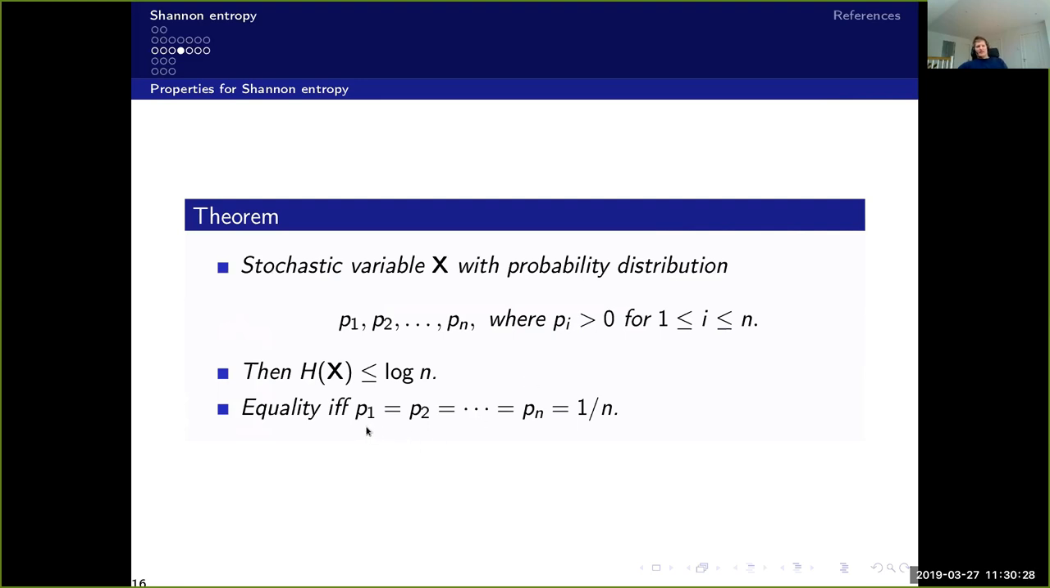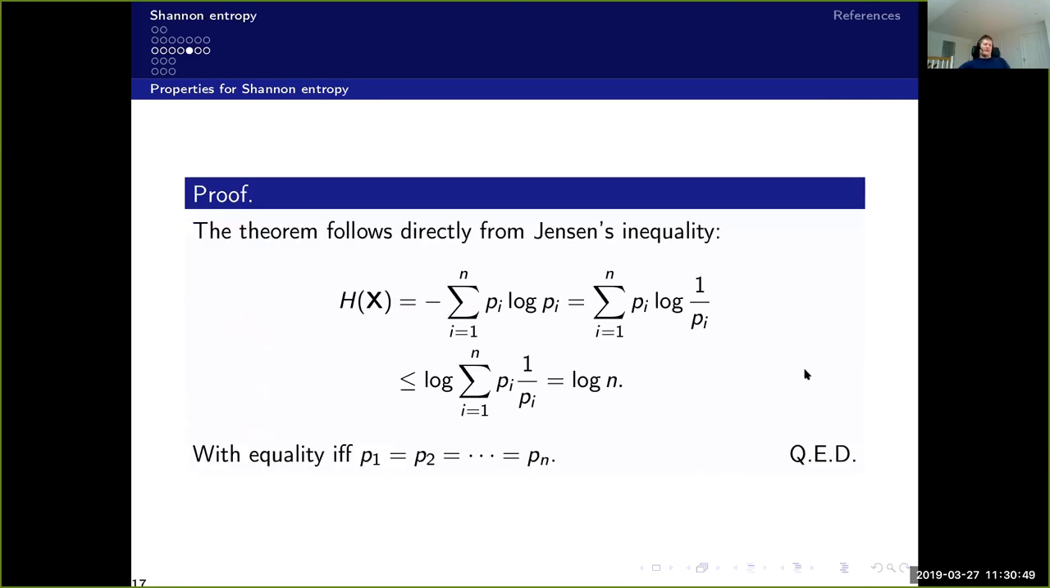Furthermore, this theorem says that we will have equality here, so the entropy is equal to the logarithm of n if we have the uniform probability distribution. That means that each probability here is 1 over n. And the reason this works is basically the proof applies Jensen's inequality.